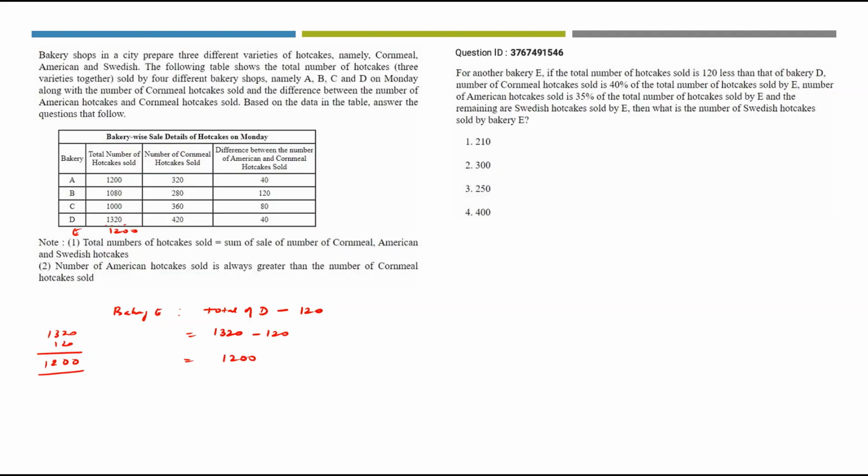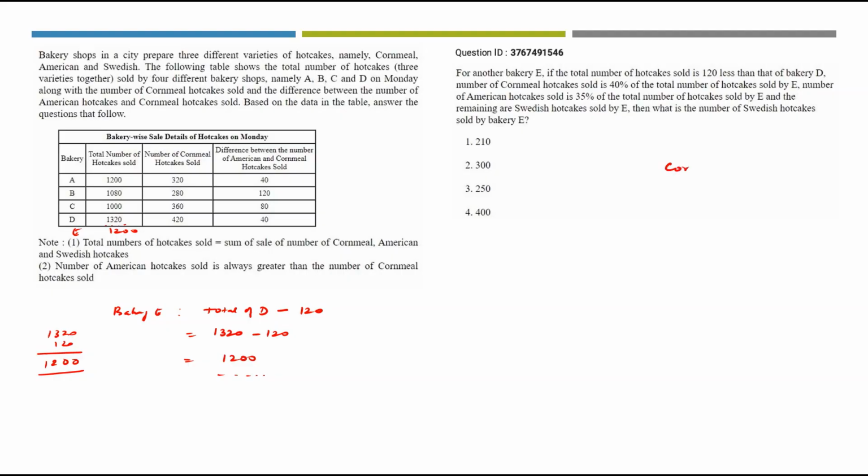The number of cornmeal hotcakes sold is 40% of the total number of hotcakes sold by E. The number of American hotcakes sold is 35% of the total number of hotcakes sold by E and the remaining are Swedish hotcakes sold by E. Then what is the number of Swedish hotcakes sold by Bakery E? The total count is given with respect to Bakery D, so we have found it is 1200.